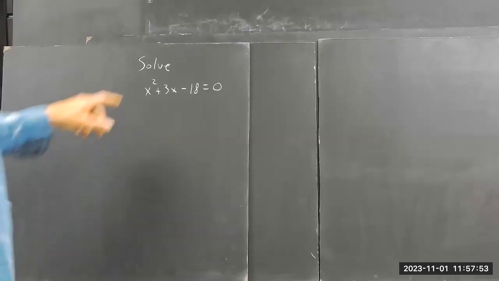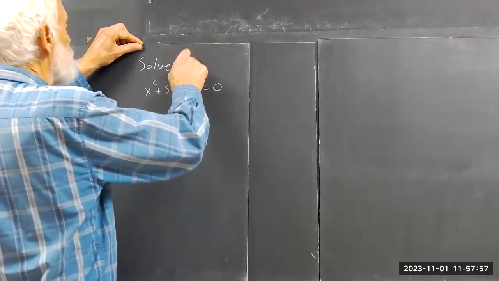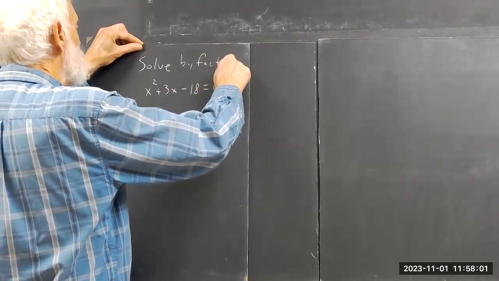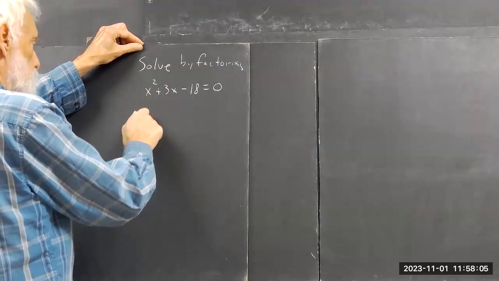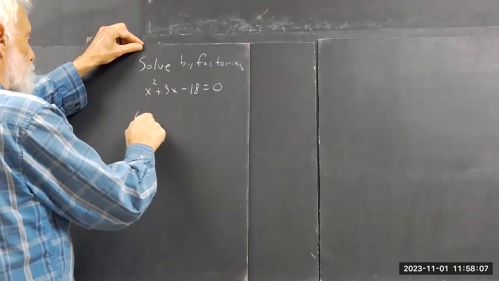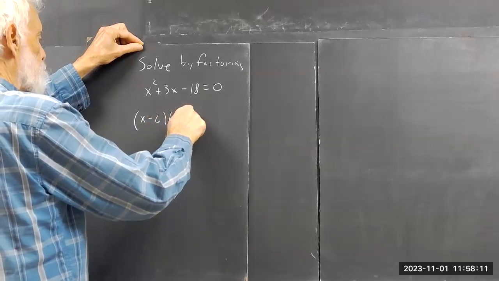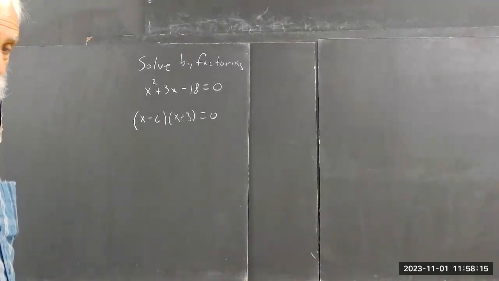Okay, we want to solve this equation. We're going to solve it by factoring. So when we factor this, we get x minus 6 and x plus 3 equals 0. Now, I'm assuming we know how to factor.